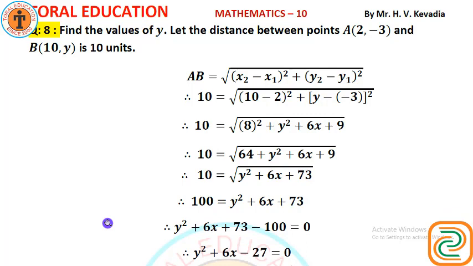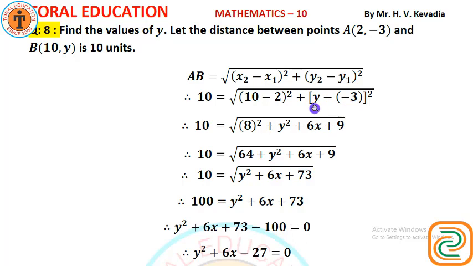Find the value of y for which the distance between the points P(2, -3) and Q(10, y) is 10 units. Here the distance is given: AB equals 10 units. So we take the same formula: AB equals square root of (10 minus 2) whole square plus (y minus 3) whole square. Then we get 10 equals square root of 8 whole square plus y square plus 6y plus 9.